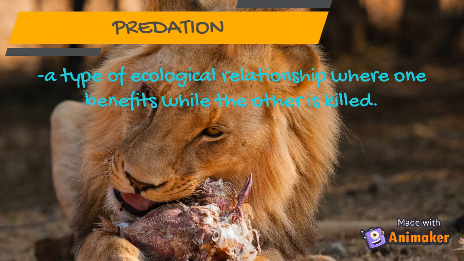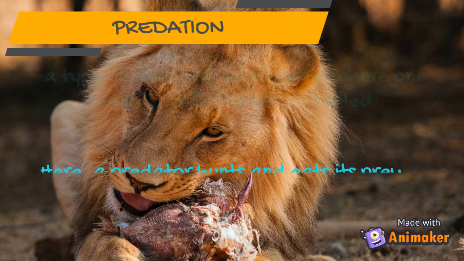Next, we have predation, a type of ecological relationship where one benefits while the other is killed. Here, a predator hunts and eats its prey. Example, the lion and the bird. The lion hunts and then eats its prey, which is the bird. The bird then is killed.